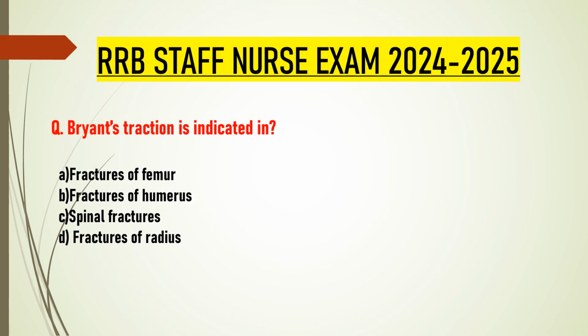Next question: Buck's traction is indicated in. Options are: option A, fracture of femur; option B, fracture of humerus; option C, spinal fractures; option D, fractures of radius. So the answer is option A, fractures of femur.